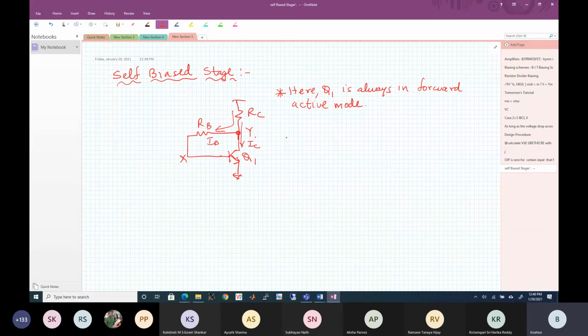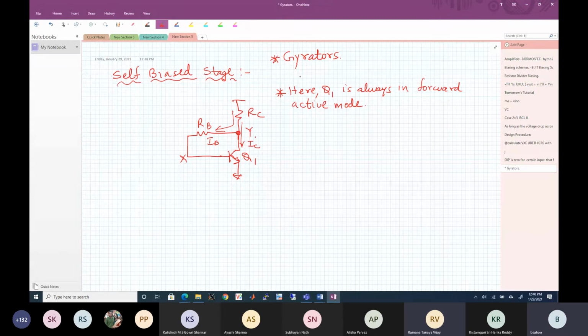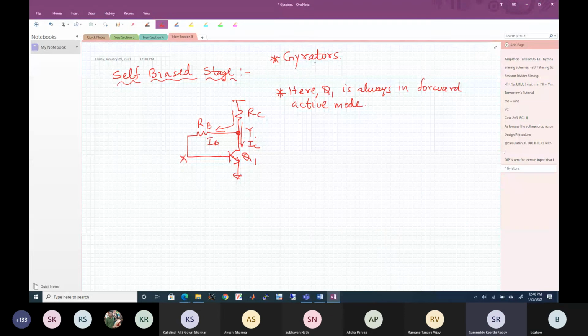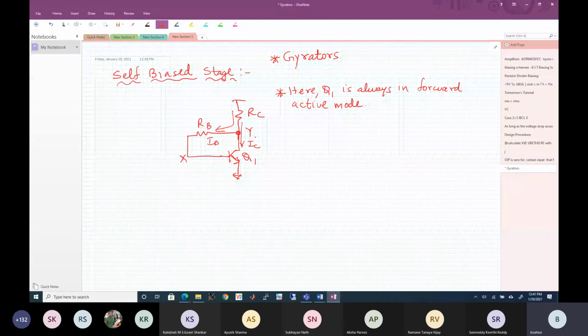Have you studied gyrators in networks? Yes, sir, in signals and networks. So what is a gyrator? We can use it for negative resistance kind of. An inductor is converted: at the input, if we connect an inductor, the output behaves like a capacitor. Exactly. So your emitter follower behaves like that under certain scenarios.